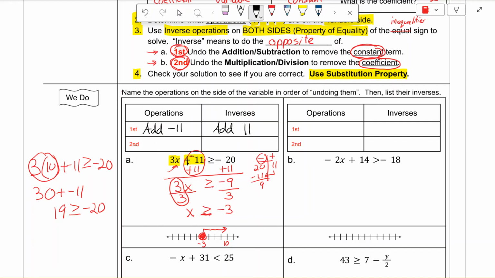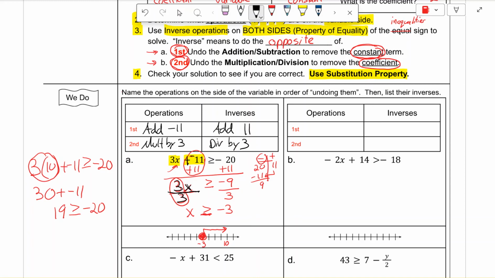And then we did the second step. The second step's right down here. We saw that x is being multiplied by 3. Multiplied by 3. And so what did we do? We divided by 3. Divided by 3. Sorry about that. I got a little ahead of myself. But that's what goes in those boxes, so fill those in.